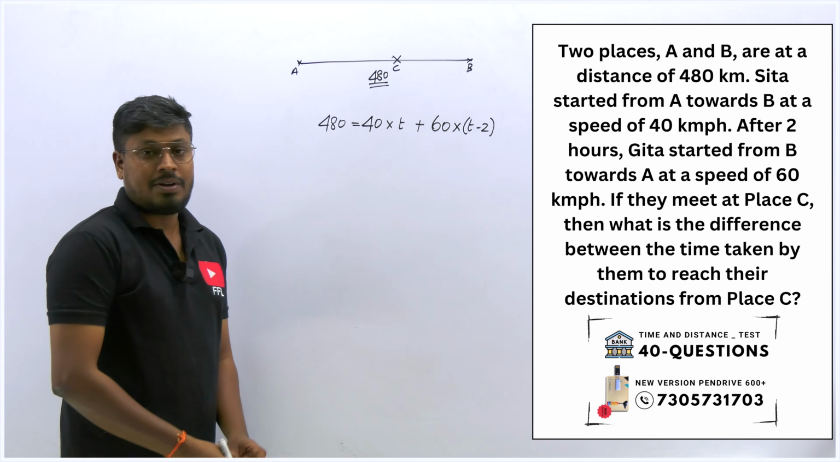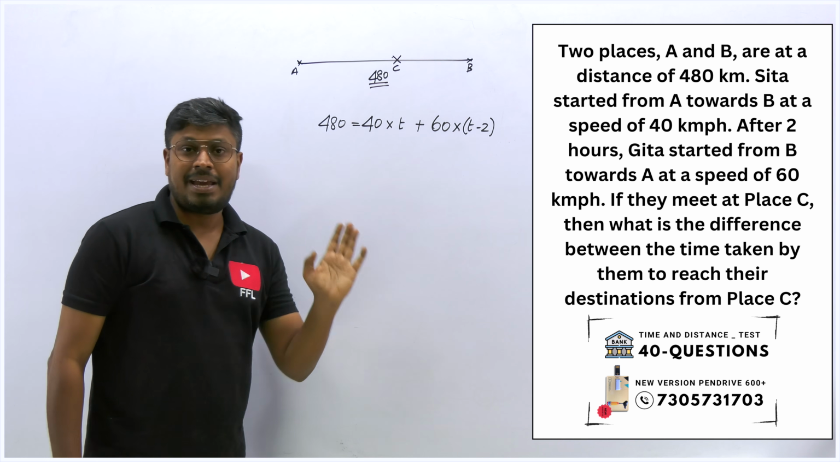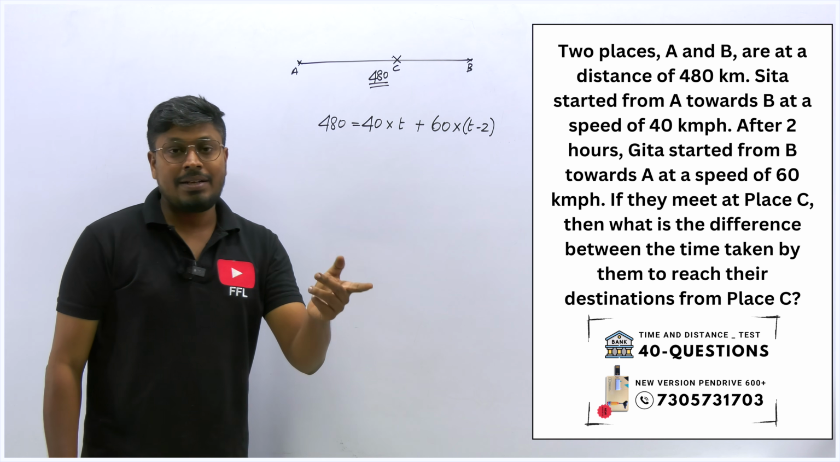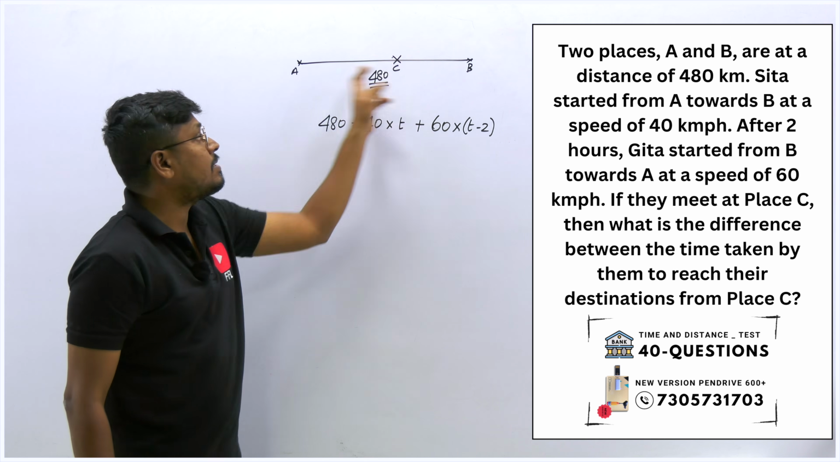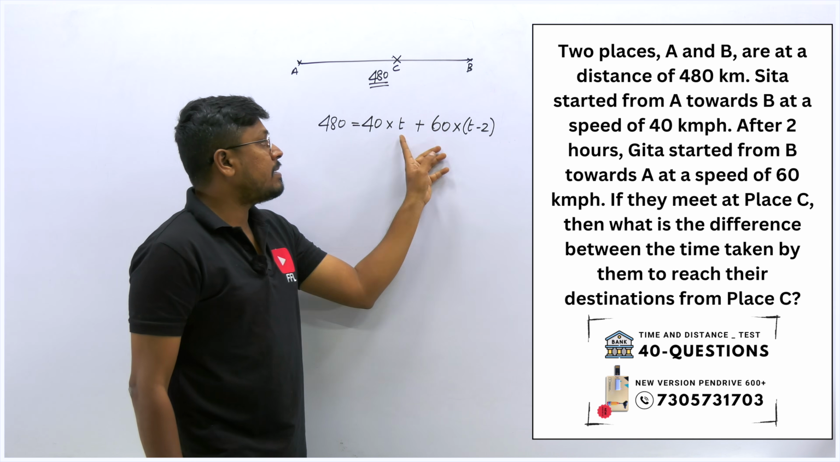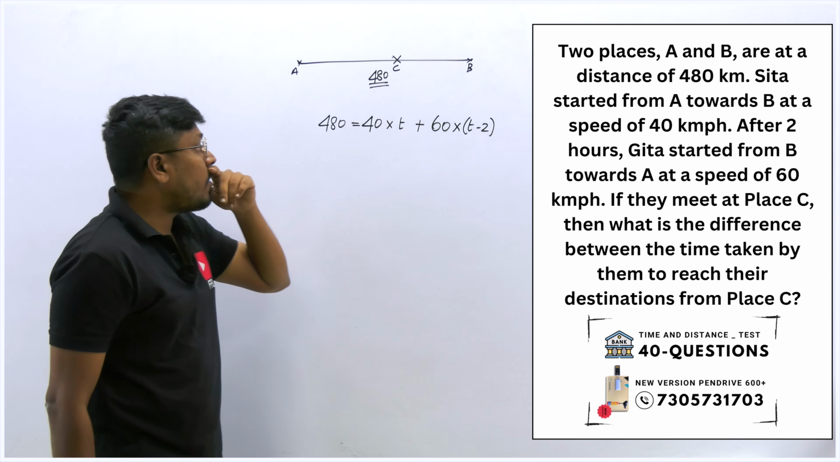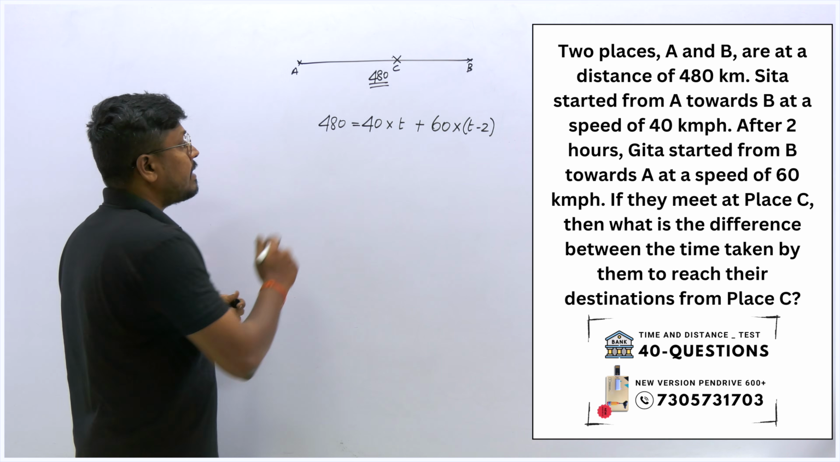So, is it understood or not, right? They have clearly given it. The first person Sita started from A towards B. Only after 2 hours, the second person Geeta started from B towards A. That means when you compare the time between both the persons, the second person will be 2 hours less than the first person. So now, according to the question, first we can find the time here.